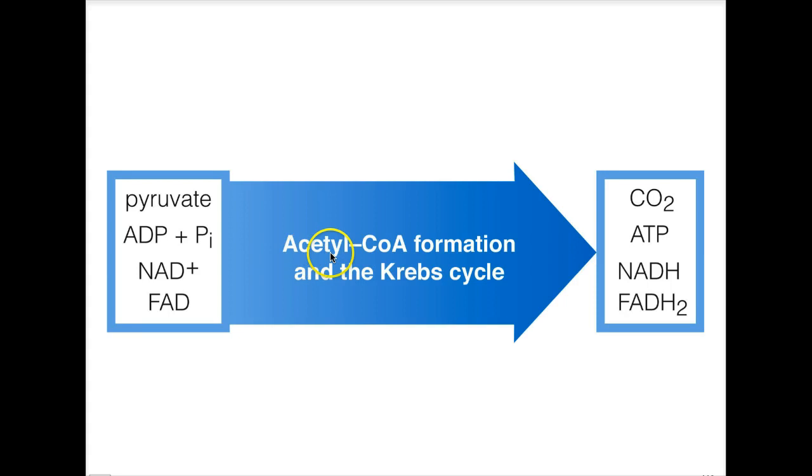Acetyl-CoA is technically the molecule that enters the Krebs cycle, and as it goes through the Krebs cycle, more carbon dioxide is produced, ATP is produced, and the electron carriers NADH and FADH2. So if we stopped here, we would have gotten some energy out of our glucose, but it wouldn't be a lot. We really didn't get a lot of ATP out of this process. So where do we get the rest? Electron transport.